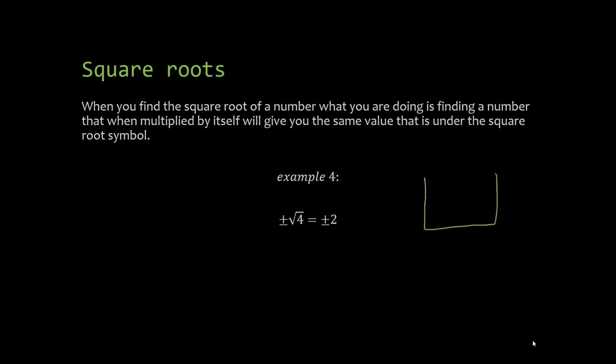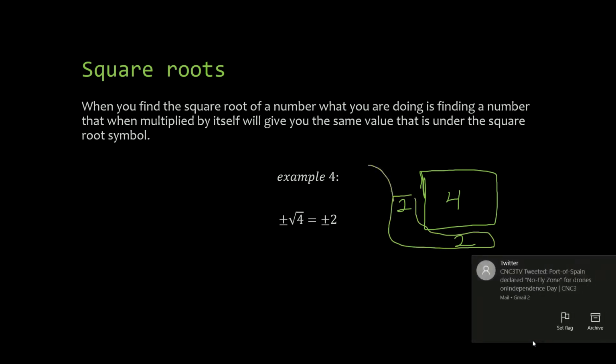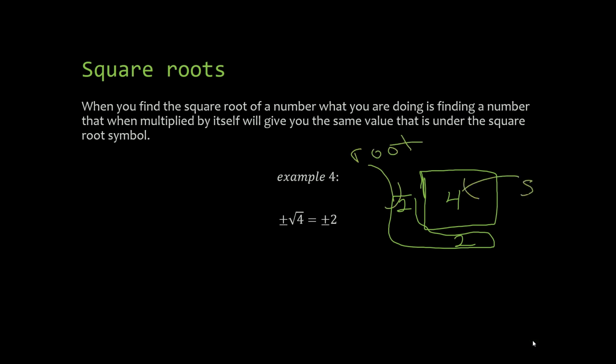If we have a square that has a height of 2 and a width of 2, we know that the area would result in 4. And the reason that it would result in 4 is because this number here multiplied by this number here gives you that 4. So this here is the root and this here is the square. So we get square's root. I hope that clears up what it is you're actually doing.